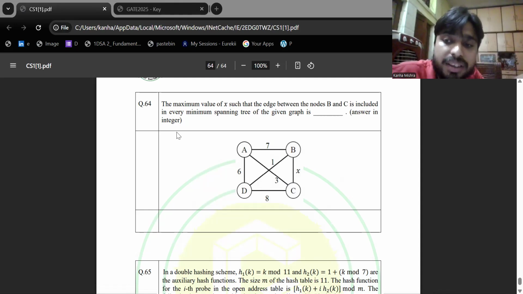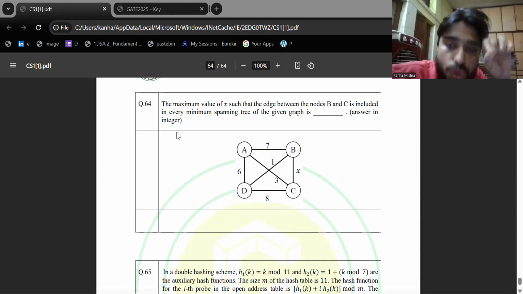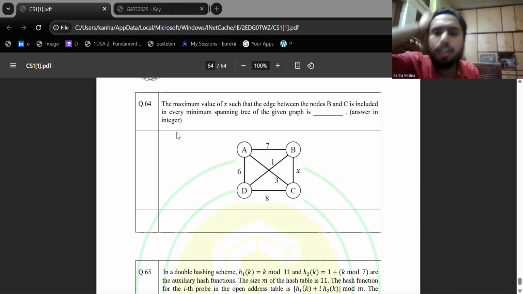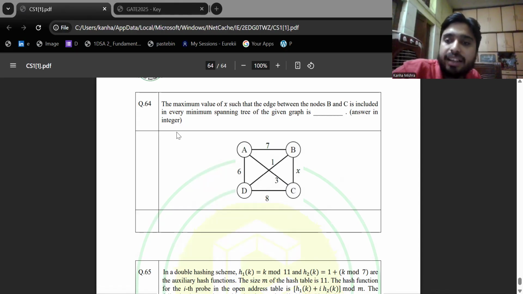If there is any other MST with equal total weight that excludes this edge, then it is not in every MST. To force the inclusion of a particular edge in every single MST, prevent the formation of any MST which excludes that particular edge, and that can happen when all the alternative ways are more expensive.